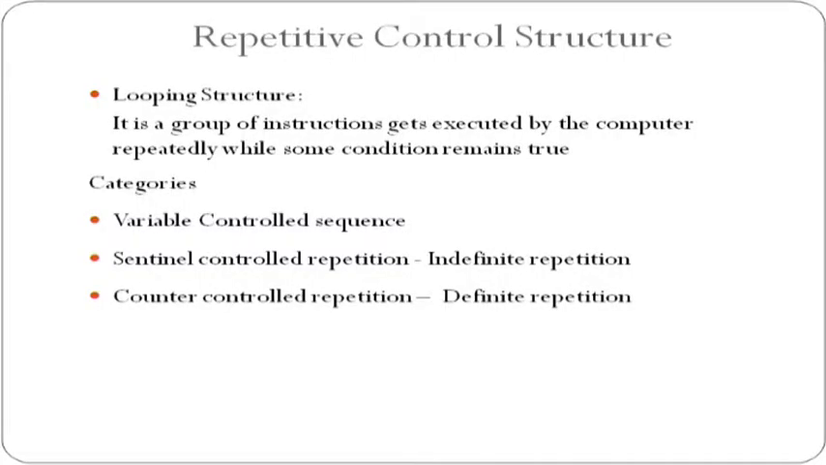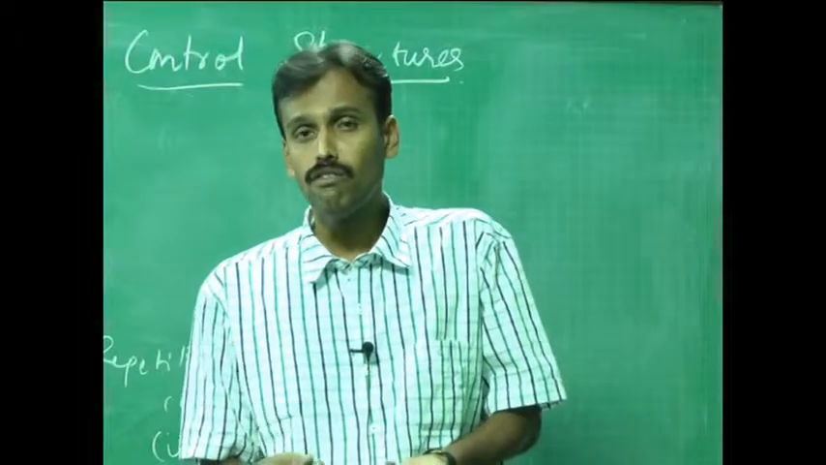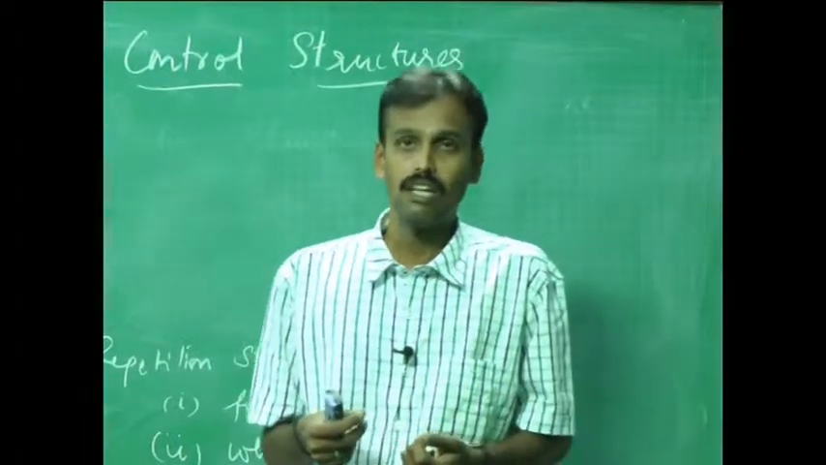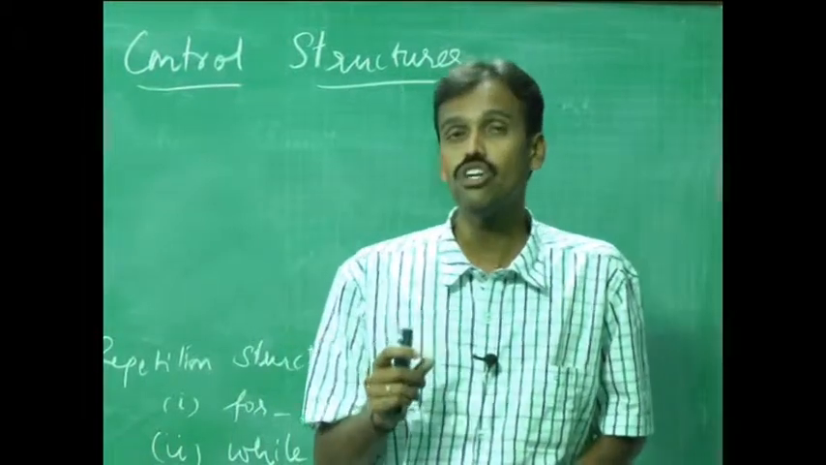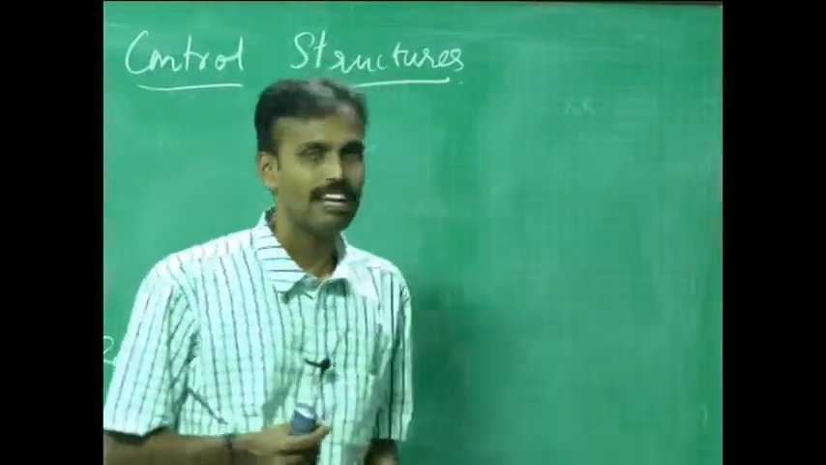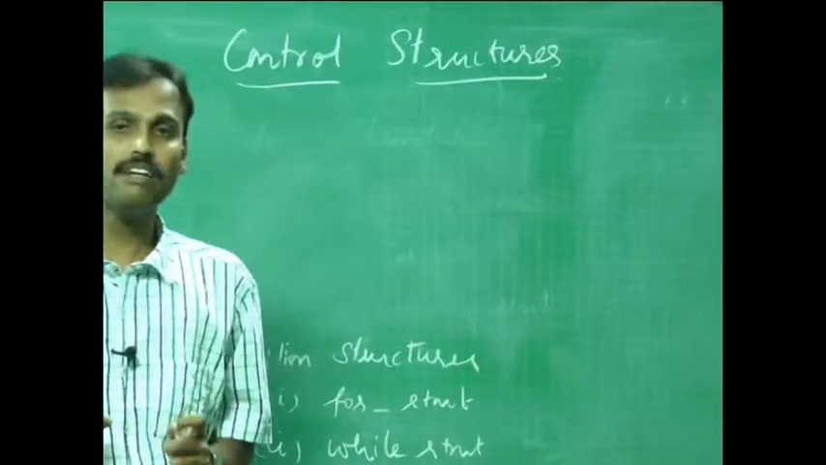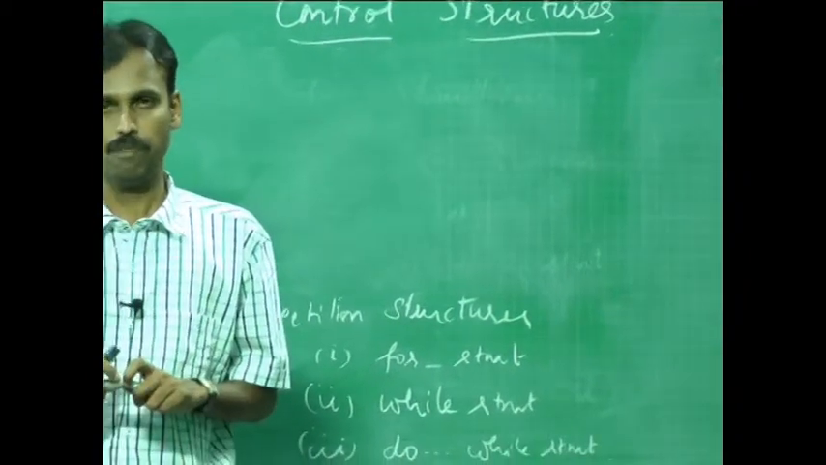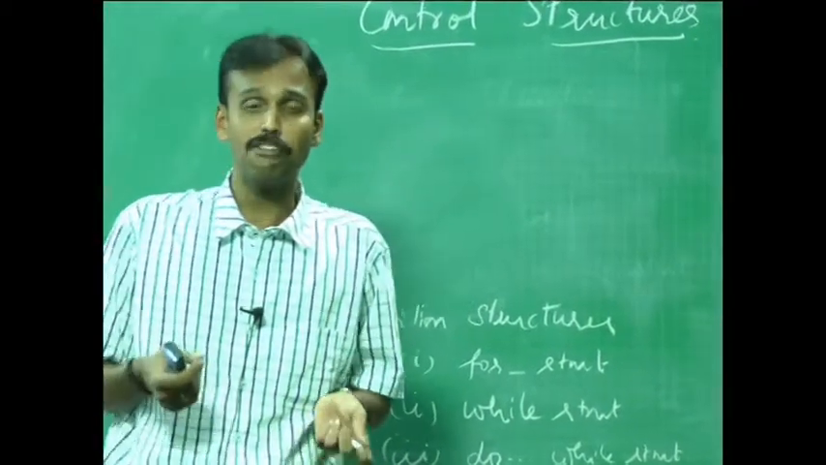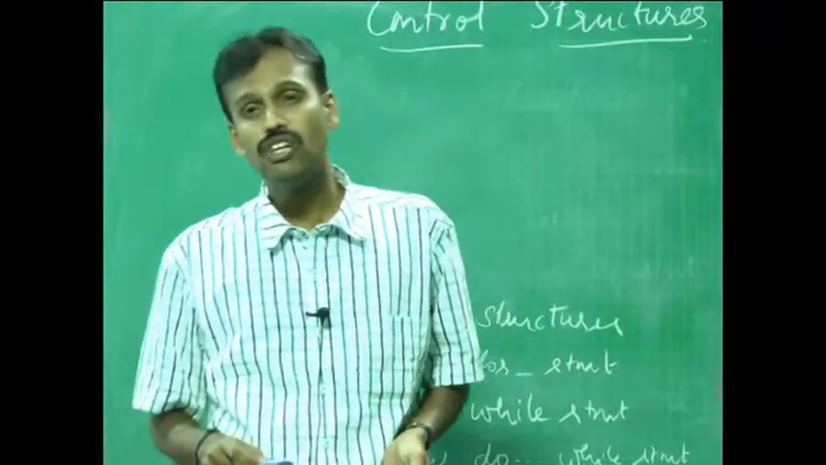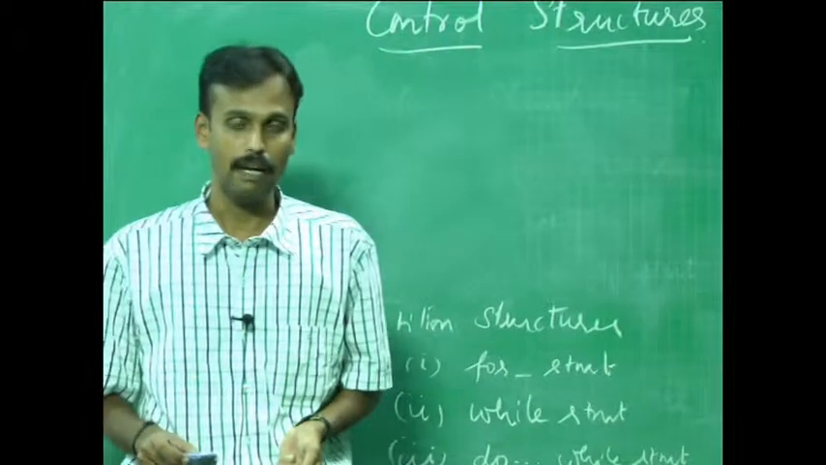These looping control structures fall into two different categories: a counter controlled repetition and a sentinel controlled repetition. What is a counter controlled repetition? It is a definite repetition where we know beforehand how long it has to repeat. That is, there is a control variable which is used to count the number of repetitions. The next one is the sentinel controlled repetition. That is an indefinite repetition. This is used when the number of repetitions is unknown. The sentinel values indicate the end of data.